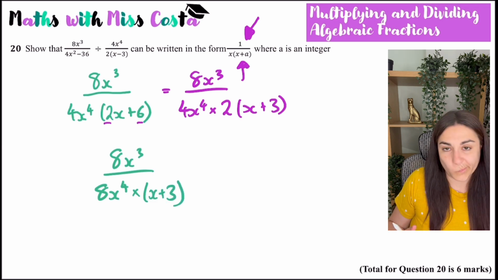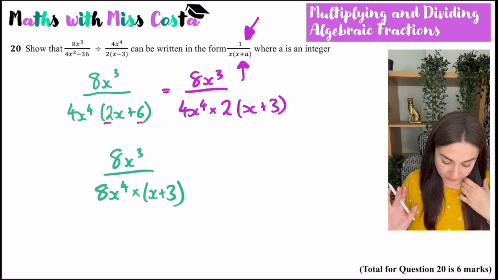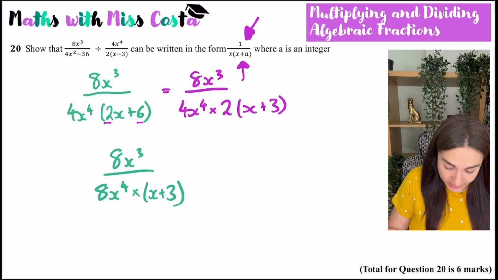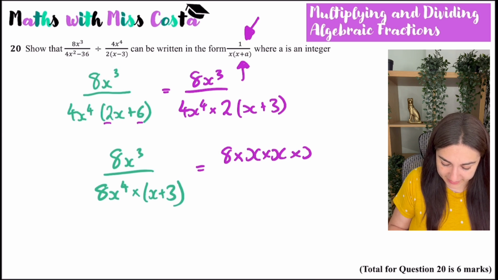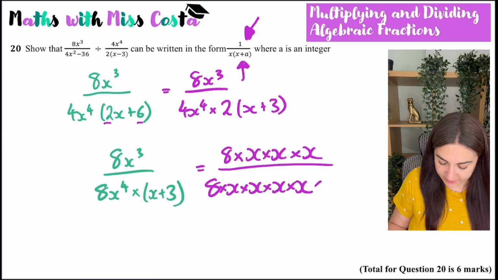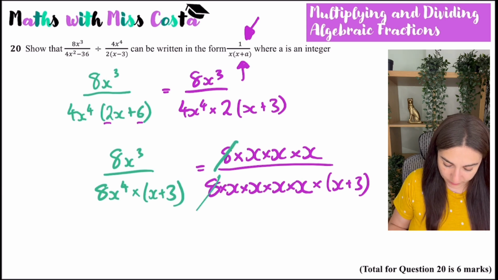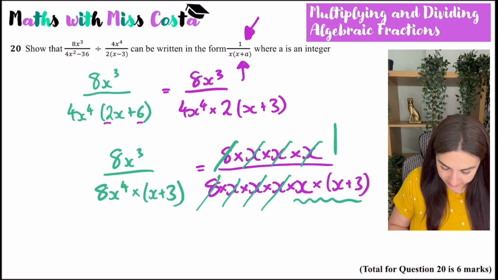Now, if you're not confident with indices and you look at that and you're like, oh, I'm just brain fried, literally just take it back to its basics. So what does 8x cubed mean? It means 8 times x times x times x, and then 8 times x times x times x times x times by x plus 3. That's in a bracket. So what can cancel out? Well, 8 divided by 8 is 1, x divided by x, x divided by x, x divided by x. So the whole of the top cancels out to just 1. And on the denominator, you are left with x plus 3 and 1x on the outside.